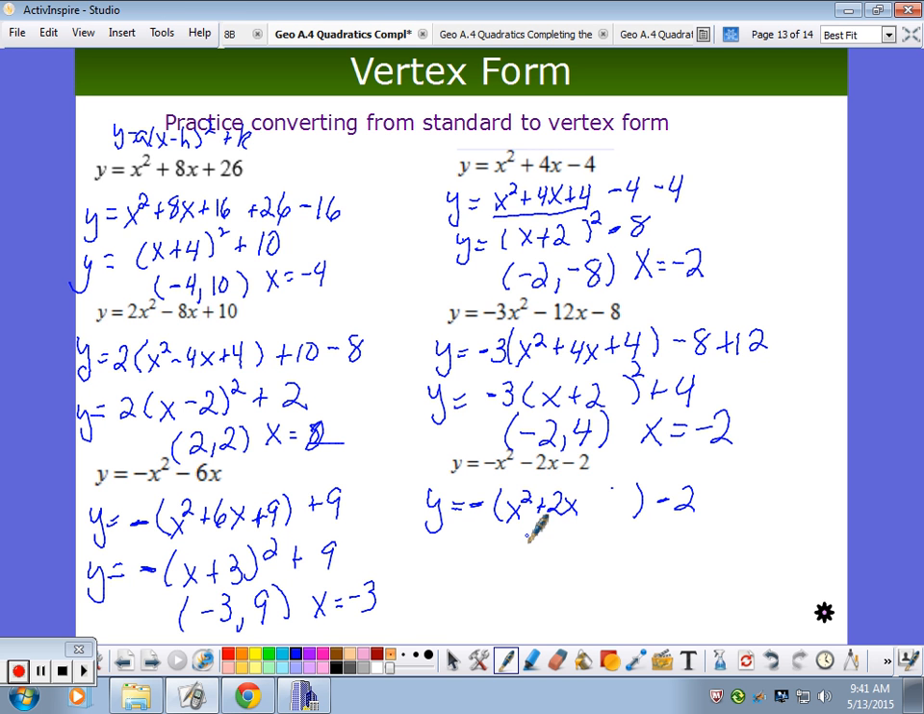I have a 2. Take half of 2. That's 1. 1 squared, plus 1. Did I really add 1? What did I really do? -1. So how do I keep this in balance? Plus 1. So you've got to be really careful with that. See, it's a -1. That's add 1. So y equals negative x plus 1 squared, right?